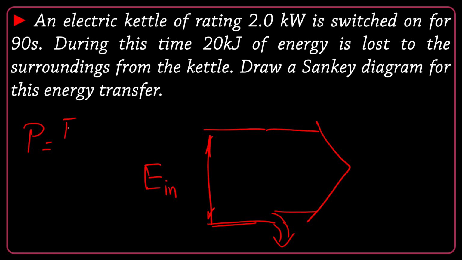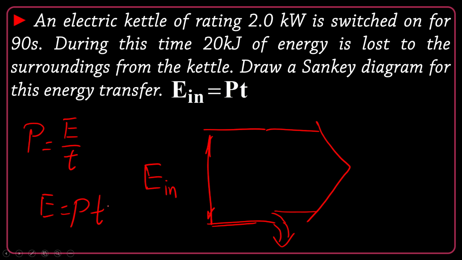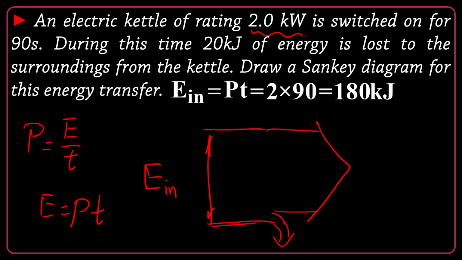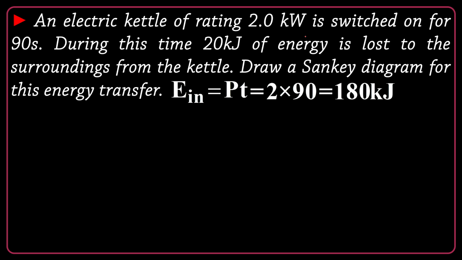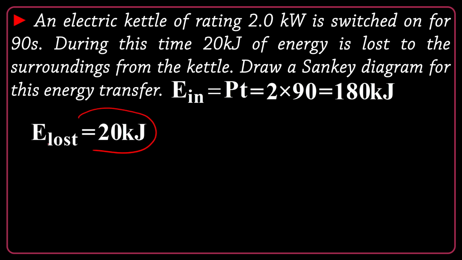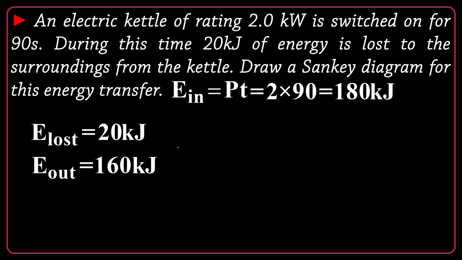Power is energy divided by time. So energy is going to be P times t. Let's find it according to the formula Pt. I can use the kilowatt and find the total energy in kilojoules instead of using SI units. It's okay. And then energy lost, the degraded energy, is 20 kilojoules, not available anymore. So the useful energy will be the subtraction of these two values, 160 kilojoules.